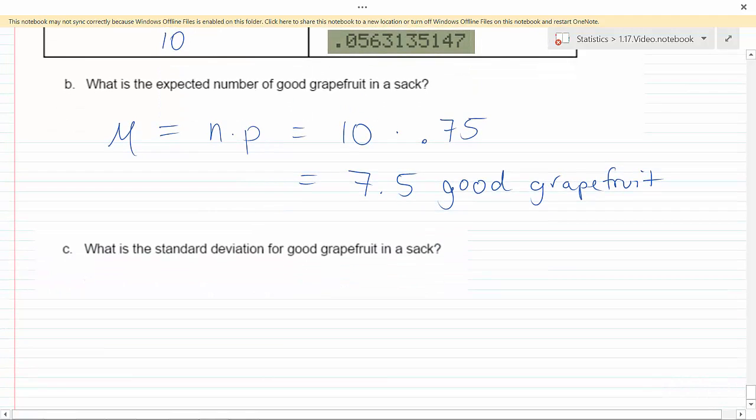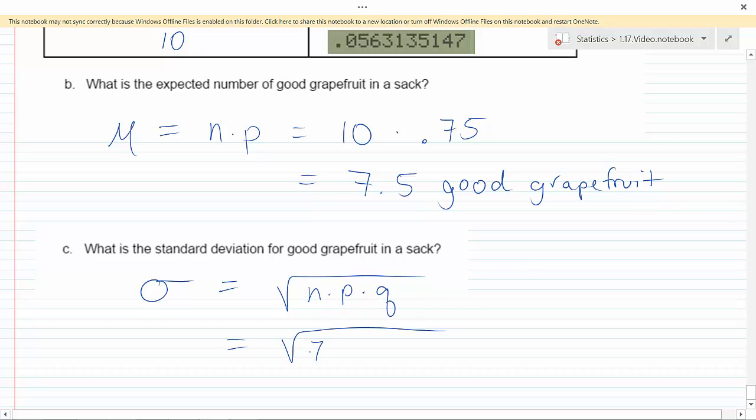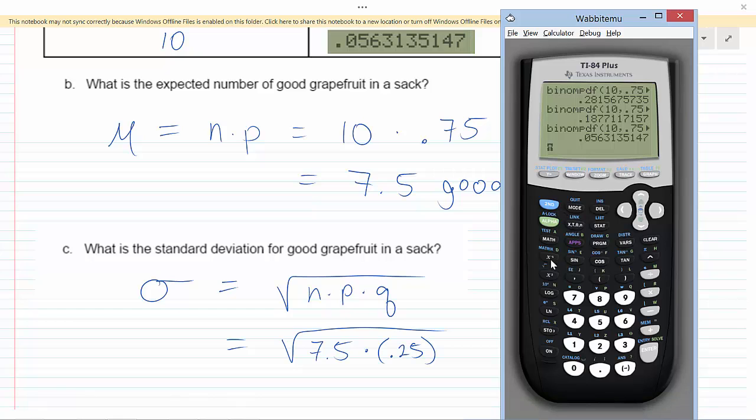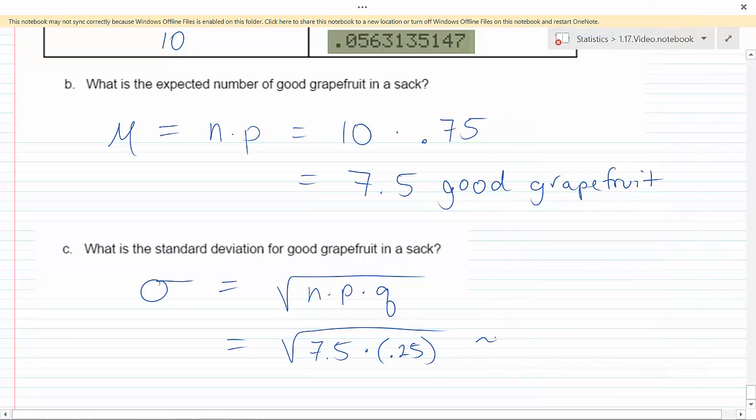And then in part C, I'm going to find the standard deviation sigma. That's the square root of n times p times q. I already know n times p is 7.5, and then I need to multiply by q, which is the probability of failure. So I'm going to do the square root of 0.25 times 7.5, and I get about 1.37. So the standard deviation of good grapefruits is 1.37.